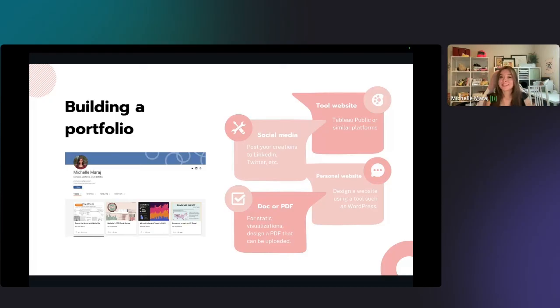And if building a website is a bit too intimidating, that's totally fine. You can also put together just a Word doc or a PDF of your work, and then you can upload that to either a job application, where typically there's room to upload additional materials, or you can upload it to, say, your LinkedIn, and that way people can see your work.